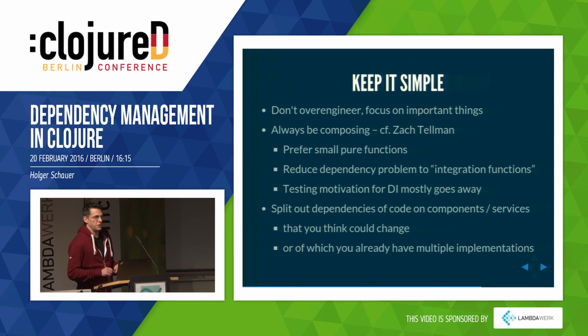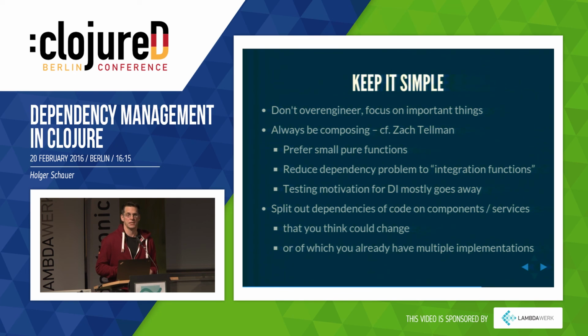And if you ask me, what I would suggest is that you keep it simple, right? So don't try to over-engineer it. Try to focus on the important things. So still prefer small functions, pure functions, and if there is one additional thing, try to reduce the dependency problems to specific pieces of code, which are especially intended to be there for integrating things, right? So you can separate out the business stuff from your integration points. And that's also a great way to get rid of all these testing motivations for dependency injection, for the dependency shuffling around.